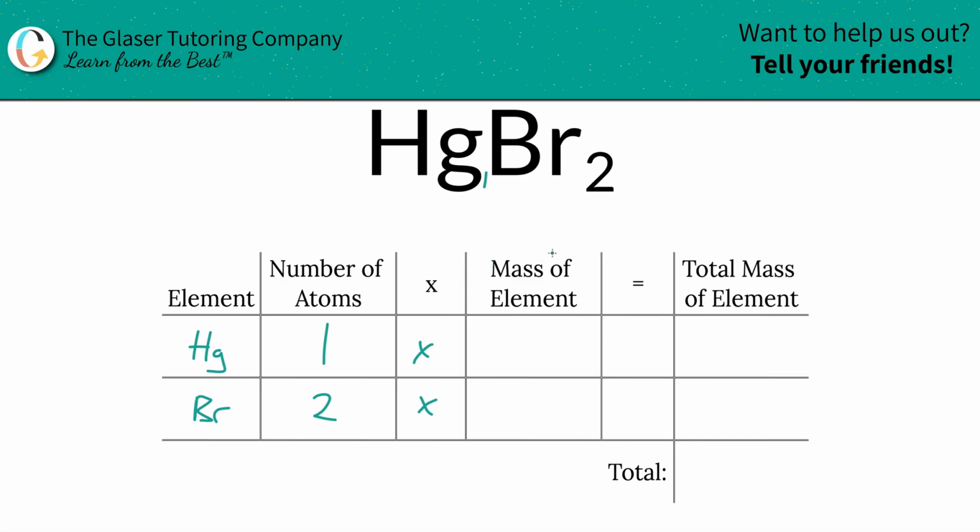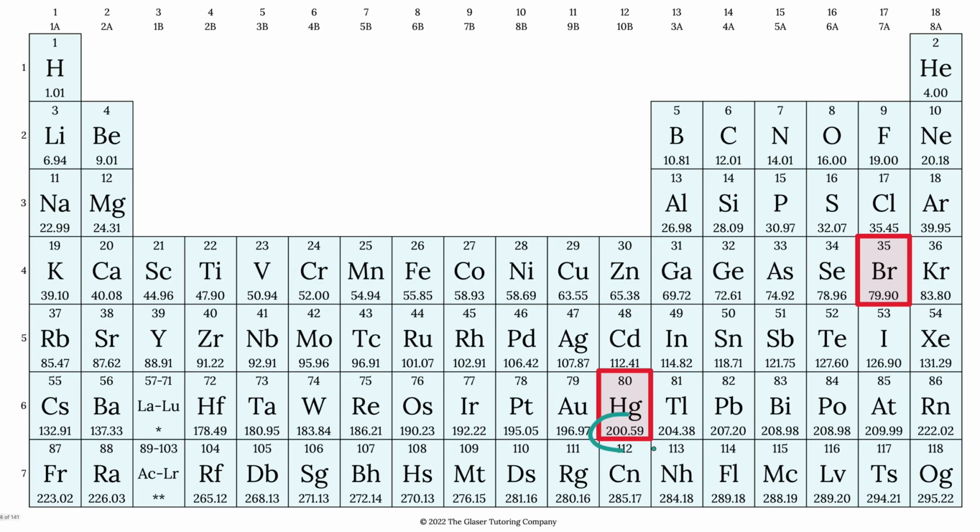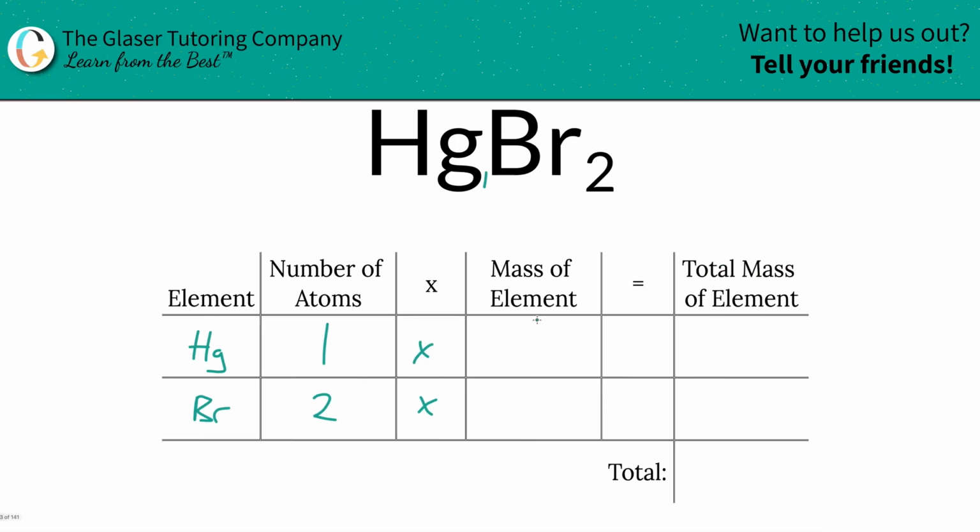All right. And then we simply take those numbers of atoms multiplied by the mass of the element. That mass is found on the periodic table, so let's take a look. Here's mercury, 200.59, and bromine is 79.90, so let's write them in. To find the total mass of each element in the compound, we simply multiply this row together. So the total mass of the mercury is going to be 200.59, and then the total mass of the bromine here is going to be 159.